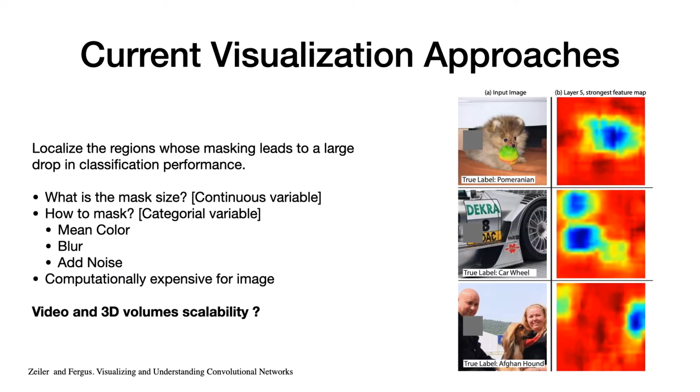Another visualization approach is masking. Masking approaches support both classification and retrieval networks. However, masking approaches have multiple technical limitations. What is the size of the mask? How to mask? Finally, masking approaches are expensive. They require a feed-forward pass through the whole networks every time the mask changes its location. This highlights the scalability limitation to videos and medical images.